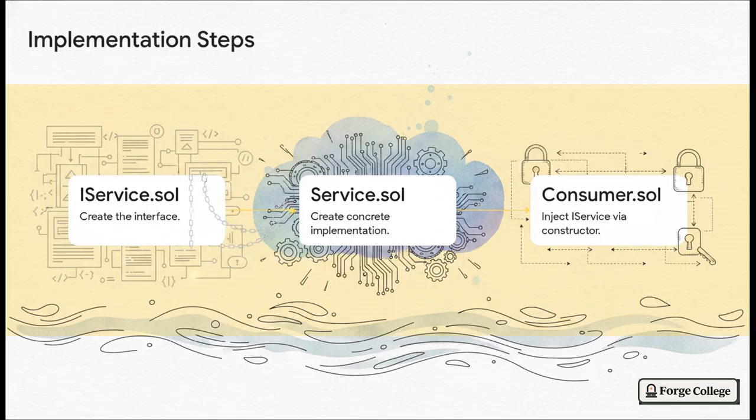It expresses the dependency contractually. Maybe it just has one simple read method called getValue. Step 2. You create Service.sol. This is your concrete implementation, the thing that actually does the heavy lifting and stores the data.